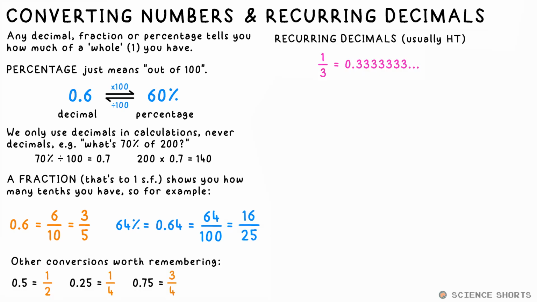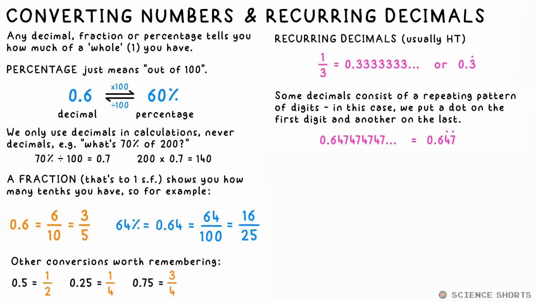If you find 1/3 as a decimal, you'll end up with 0.3, remainder 3, and another remainder 3, and another. These 3s will go on forever. This is a recurring decimal. In science, you would just round this to say 0.33 and write it as that. But in maths, we show that we have a recurring decimal by putting a dot above the 3, showing the 3 repeats forever after that.